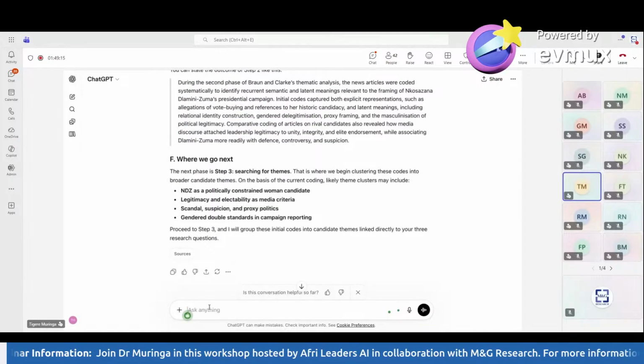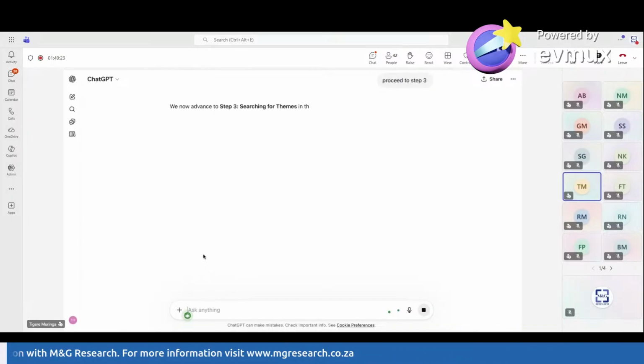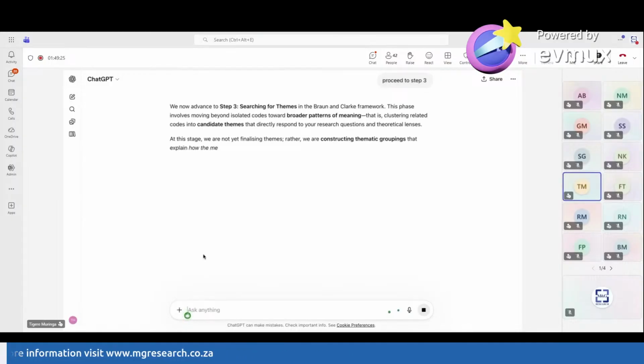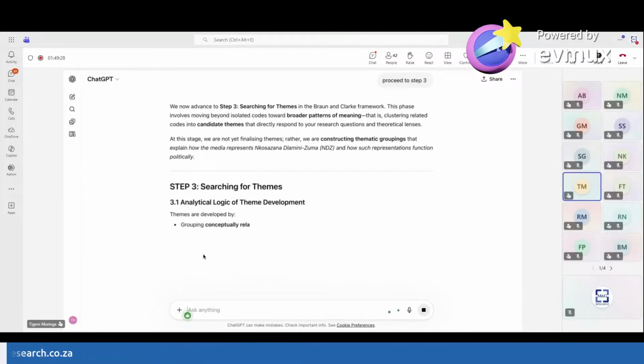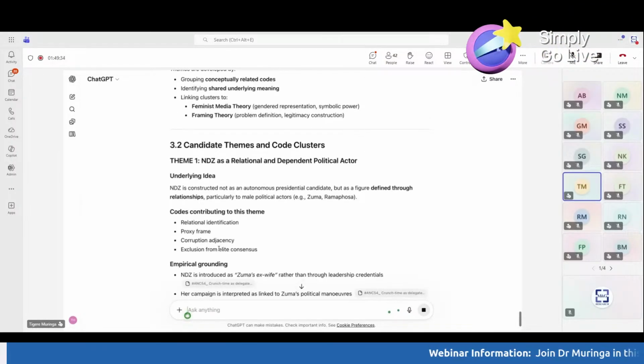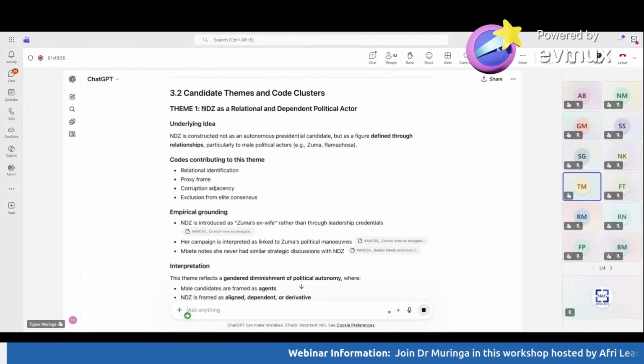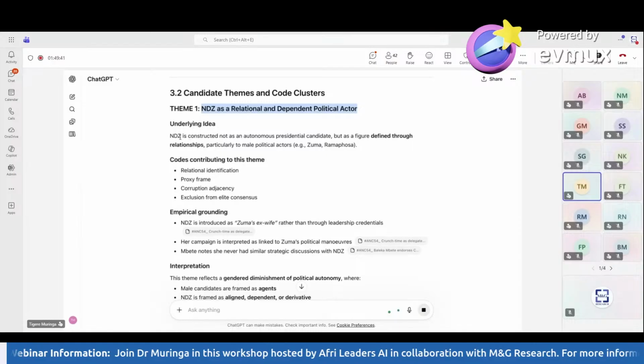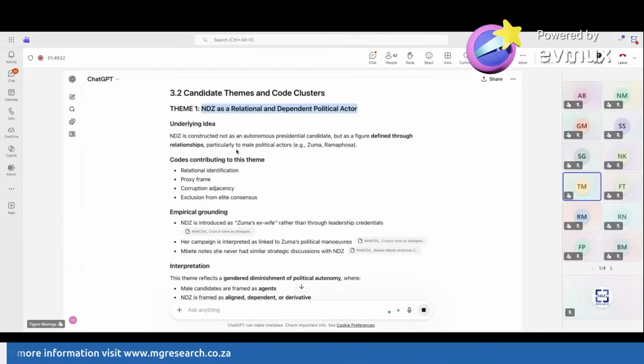So let's proceed to step 3. Step 3 is now bringing codes to themes, right? Bringing together codes that are more or less similar to make them themes. So we say candidate themes and code clusters. Theme 1 will be NDZ as a relational and dependent political actor. The idea is that NDZ is constructed not as an autonomous political presidential candidate, but as a figure defined through relationships, particularly to male political actors.